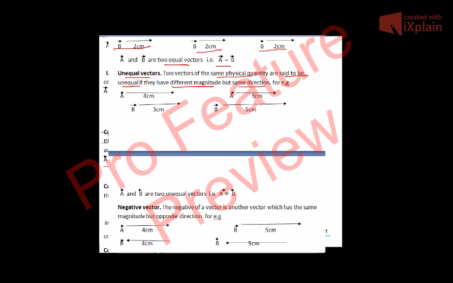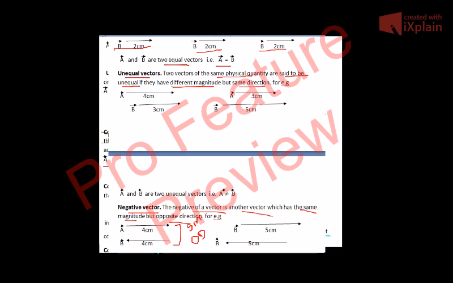Now there is the negative vector. The negative of a vector is another vector which has the same magnitude but opposite direction. For example, A and B. A has a magnitude of 4 and B has a magnitude of 4. So they have the same magnitudes, but opposite direction. So A is the negative vector of B and B is the negative vector of A.